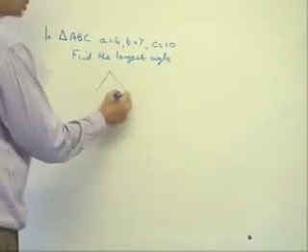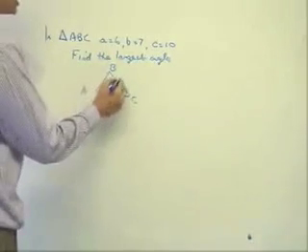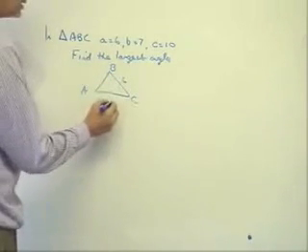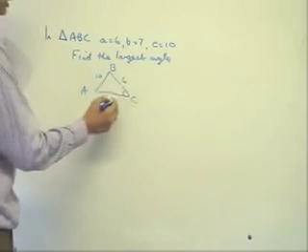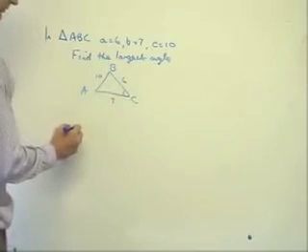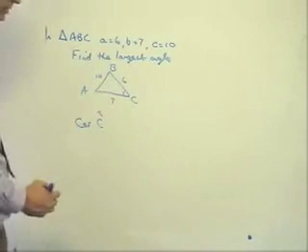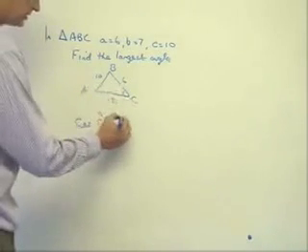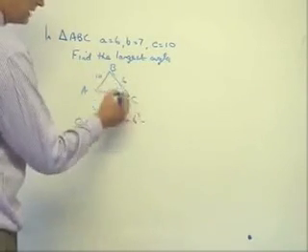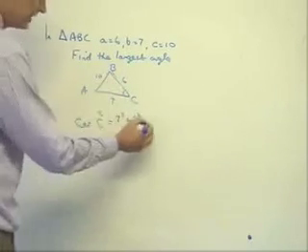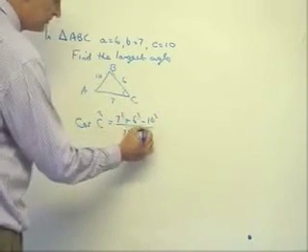So a quick sketch. We've got A, B and C. We know that A is 6, B is 7 and C is 10. The largest angle is opposite the largest side, so we're looking for angle C. So we know that cos of C, we use the law of cosines, equals adjacent squared plus adjacent squared minus the opposite. Angle C is opposite 10, so that's the opposite squared, all over 2 times 7 times 6.